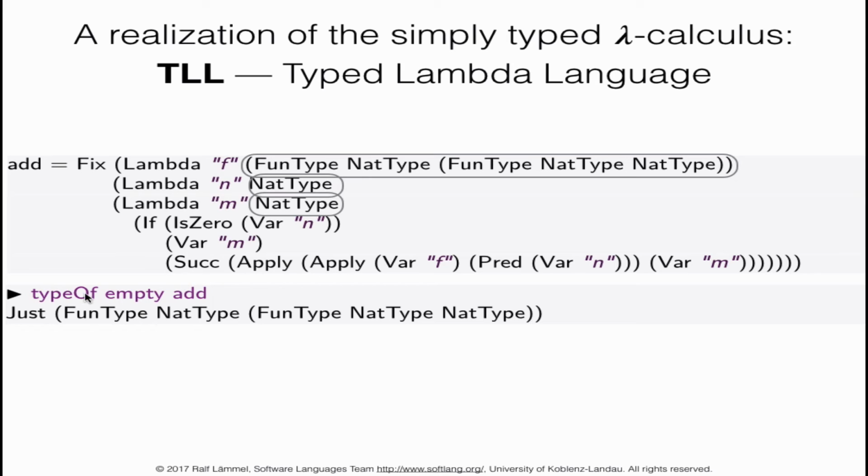And here we invoke the typing judgment in Haskell, type of the addition function for an empty context. So what is the type of the addition function? It is basically a function type from nat type to a function type, from nat type to nat type. So it's basically a binary operator on natural numbers, obviously.